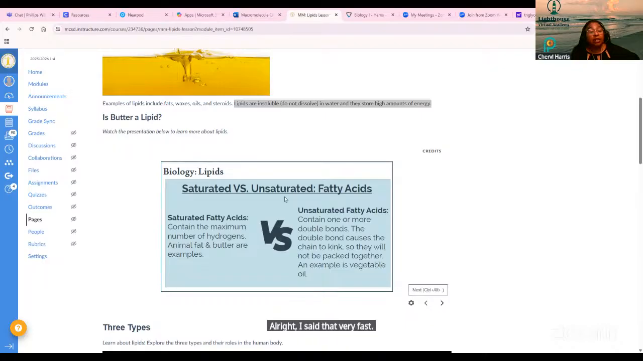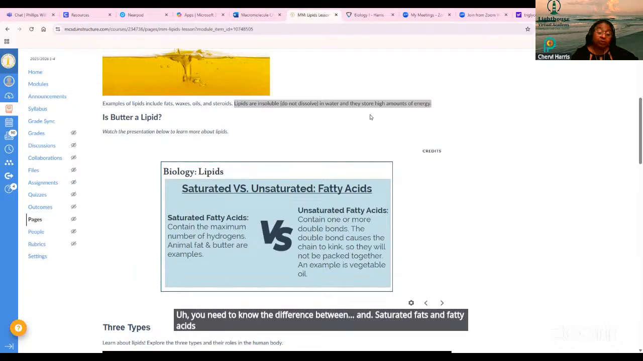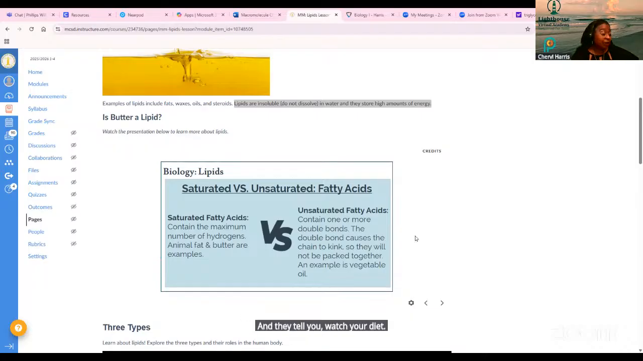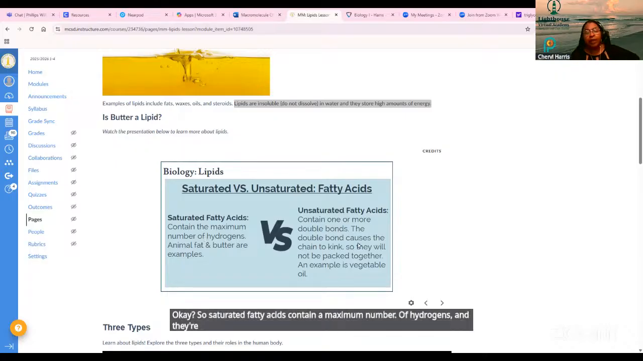All right, you hear this on the television a lot. This is not going on your chart. Maybe you can write this under your chart. You need to know the difference between saturated fats and unsaturated fatty acids. That's when they do your cholesterol and they tell you to watch your diet. It matters whether you are taking in good fat or bad fat. Okay? So saturated fatty acids contain a maximum number of hydrogens, and they're in animal fat and butter.